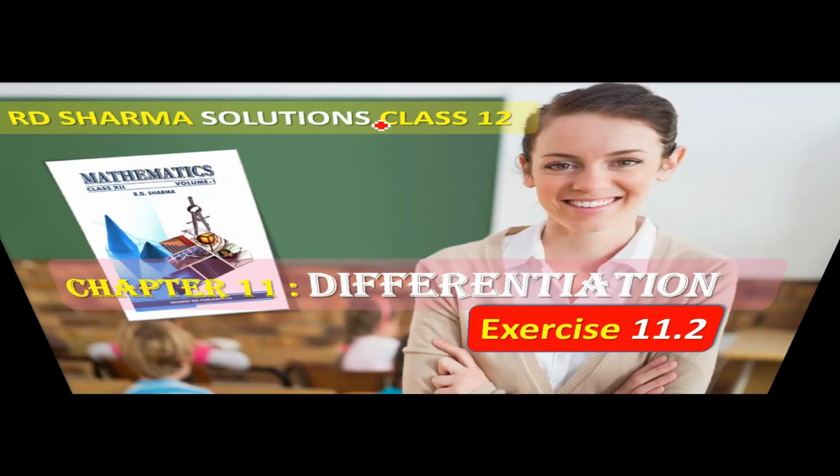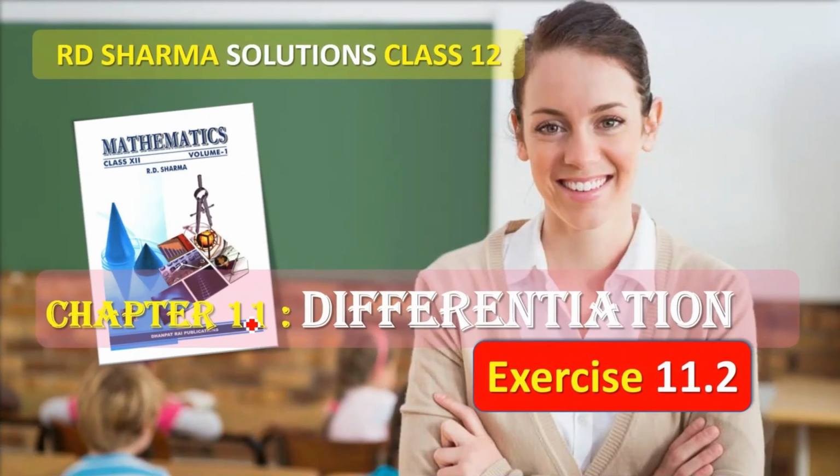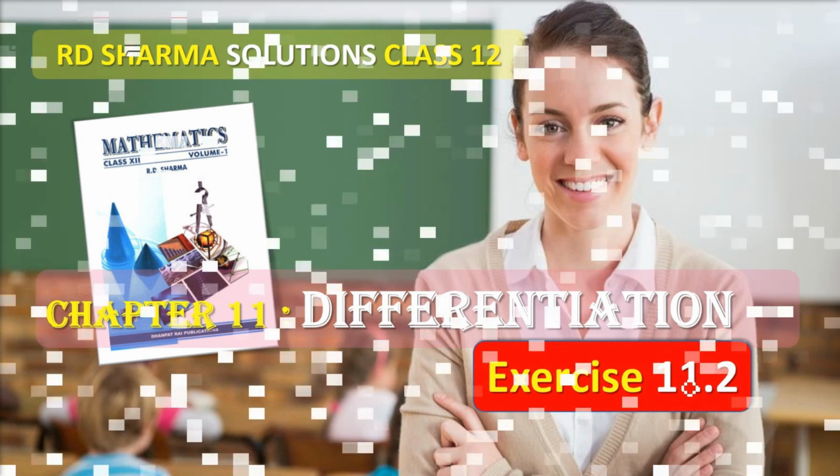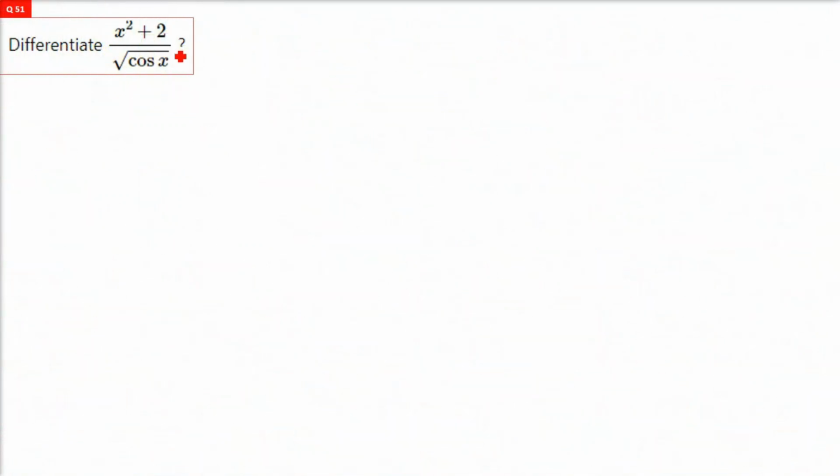This is R.D. Sharma solution, class 12, chapter 11. The differentiation exercise is 11.2. Differentiate (x square plus 2) divided by under root cos x.